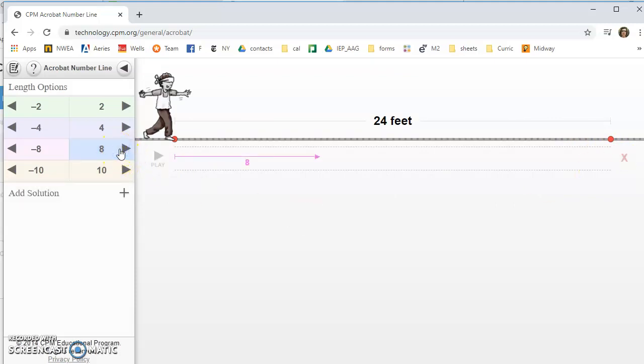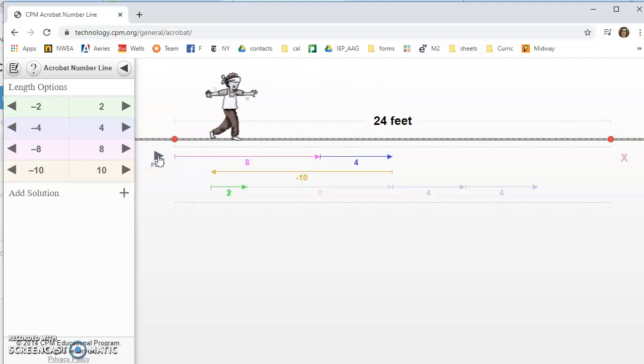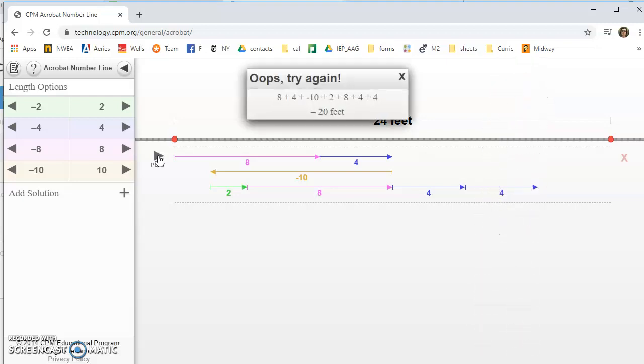So here's 8 going forwards, 4 going forwards, 10 going backwards, 2 going forwards, 8 going forwards, 4 going forwards, 4 going forwards. This time he doesn't make it. Let's see what happens when he doesn't make it all the way. When he doesn't make it all the way and he stops short or he goes too far, he falls off the tightrope. Poor Cecil. He only made it to 20 feet instead of 24 feet.